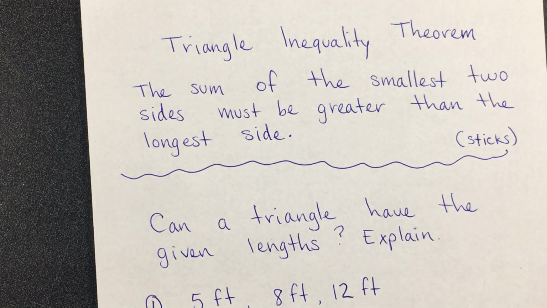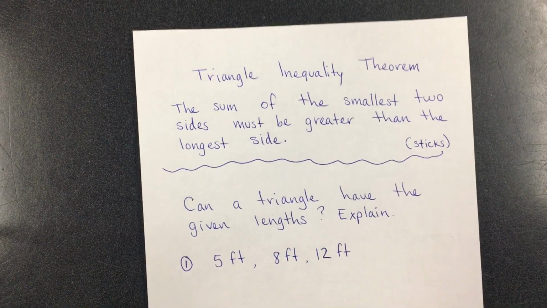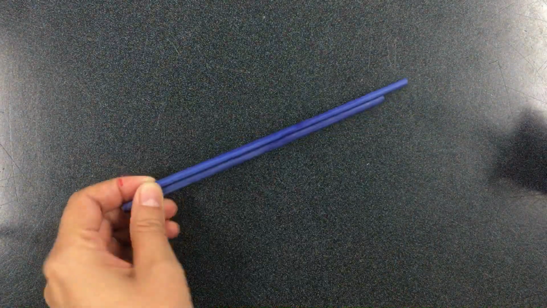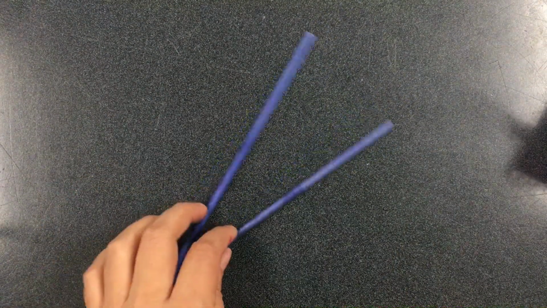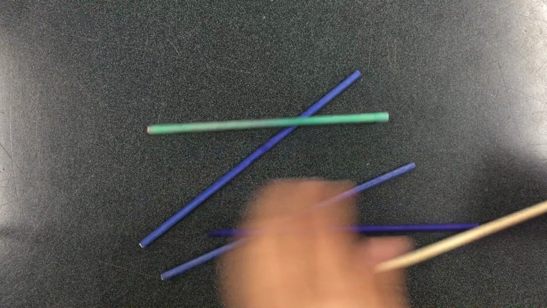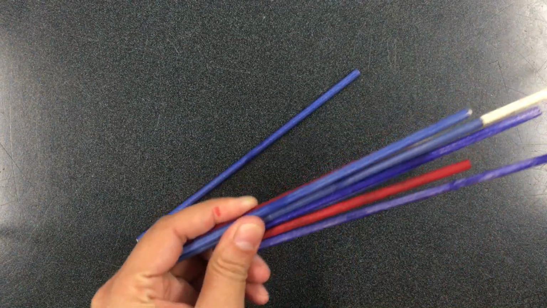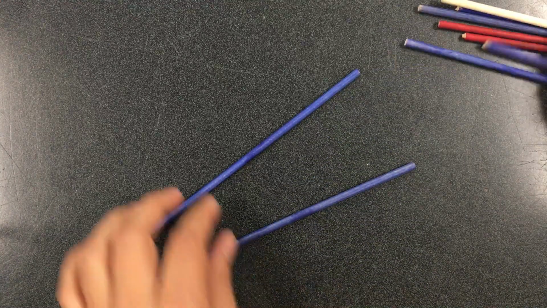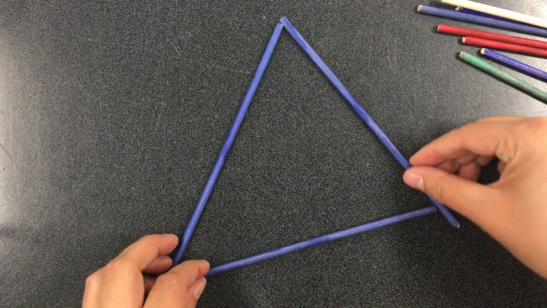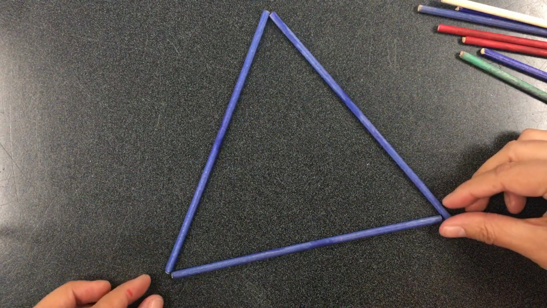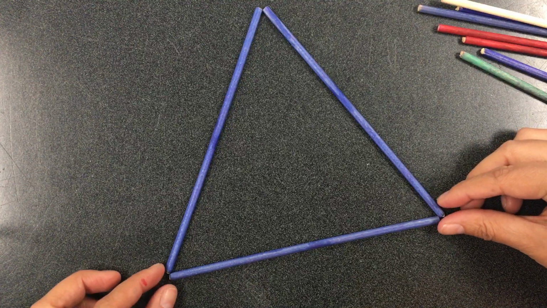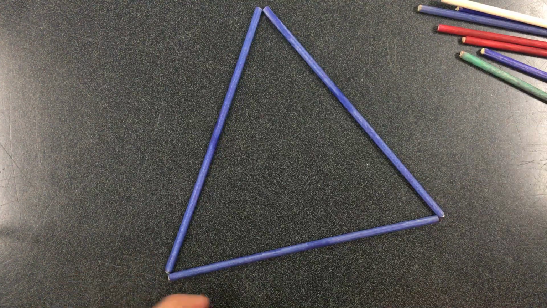I gave different students these sticks, and they formed different triangles. So I asked what happened in some cases. Some got the same color sticks, which is the same size, so that's an equilateral triangle.